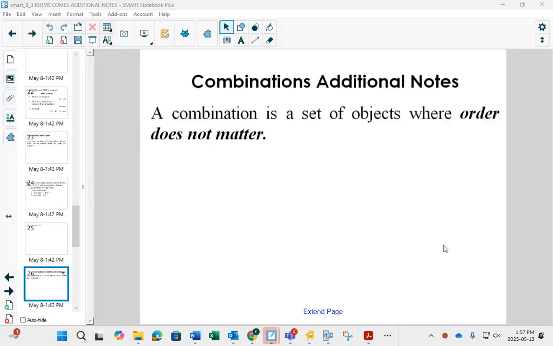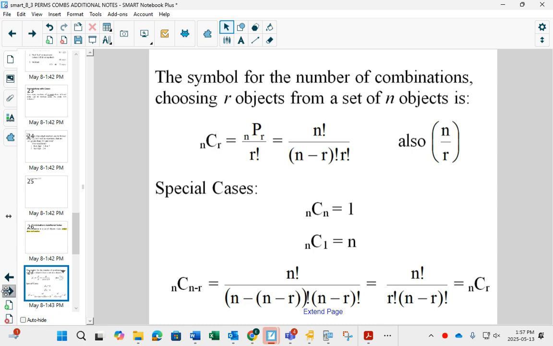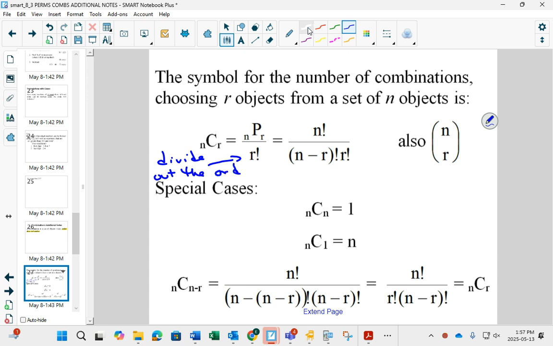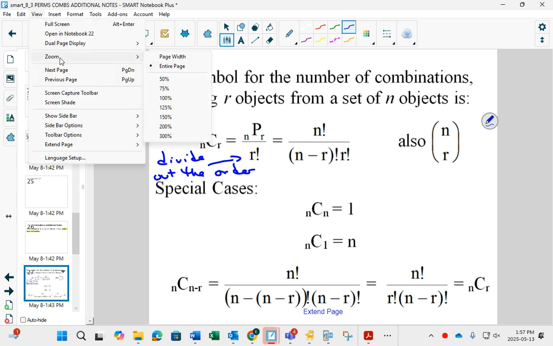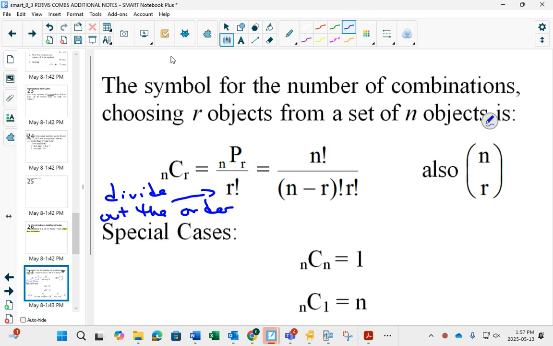So combination, the key thing now is the order does not matter. Oh, and this is supposed to be missing that line. So, combination is just a permutation with the, you might want to make a note here. That's all we're doing here, is divide out the order. So if you took the permutation and divided out the order, you would get a combination.